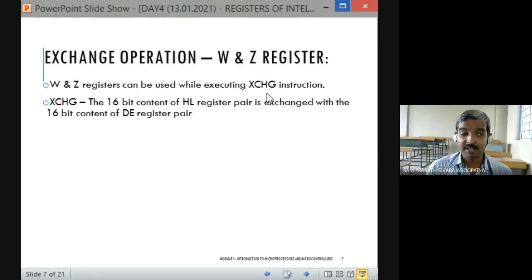Where will the value that was in DE go? It will be transferred to HL. Clear? This process we call exchange. Okay, the exchange operation can be done only between the HL and DE register pairs. Please kindly remember this. Clear? We have to remember this when writing programs. Can we exchange between any register pairs? No. It can be done only between HL and DE through the exchange instruction.